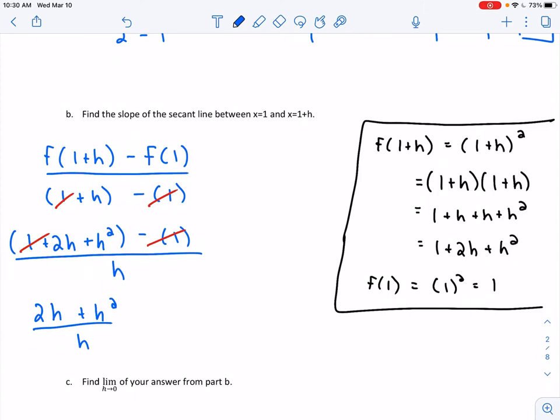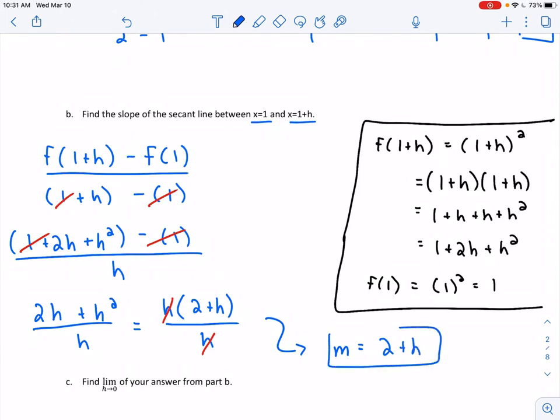And I look at that and I think that looks like it can be simplified. We can go a little bit further with that, particularly in the numerator. Both of those have a common factor of h, so let's factor that out. That will leave me with 2 plus h divided by h. And then what that allows me to do is cancel that h from the numerator and the denominator. So the slope of the secant line between 1 and 1 plus h is m equals 2 plus h.